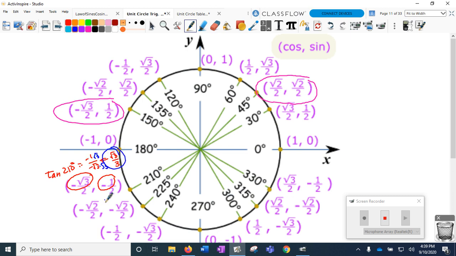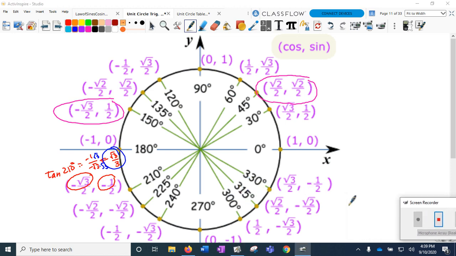Okay. What about tangent of 315? Here's 315. Tangent is y over x. So tangent of 315, y numerator over x numerator. So I get negative square root of 2 over square root of 2. And again, if I got the same thing on top and bottom, it's going to make it 1, but it's going to be a negative 1 because of that. So it's just negative 1 there.